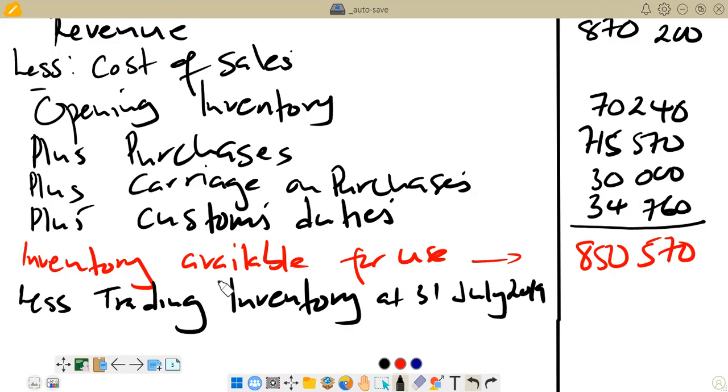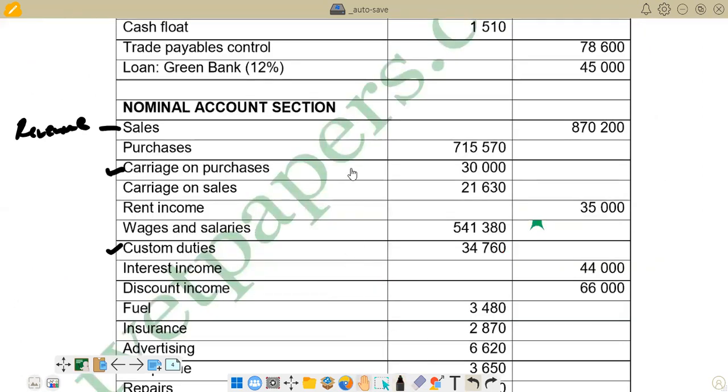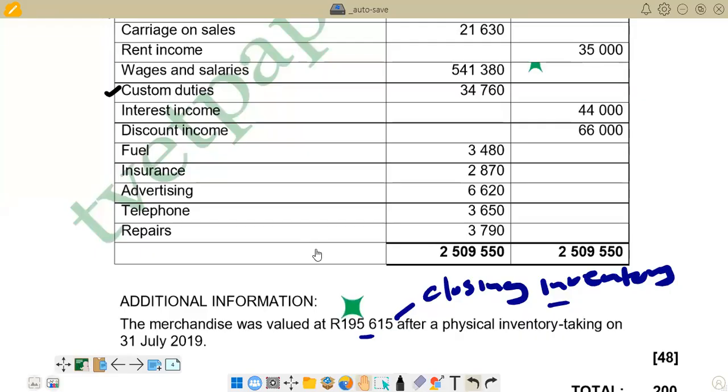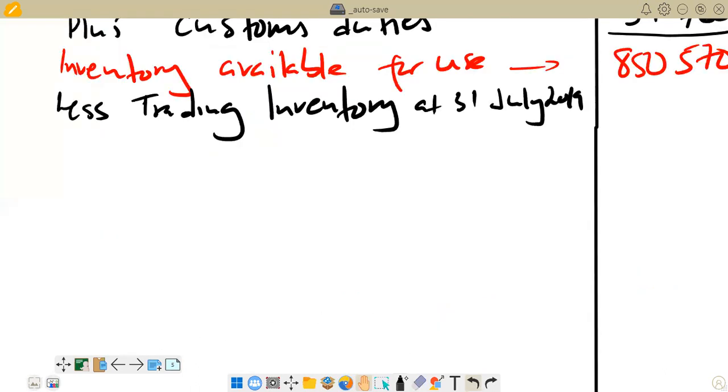But we've got that information in the additional information, remember? So we are just going to check what we have in terms of our additional information. We see the figure for closing inventory given there: the merchandise was valued at 195,615 rands after physical inventory checking on 31 July 2019. So this is our closing inventory. We can just pick this figure and put it there as our closing inventory.